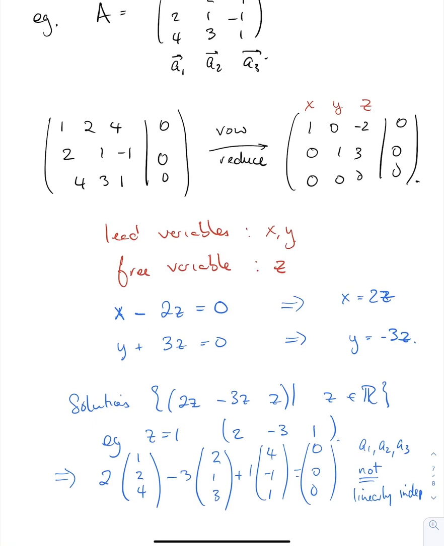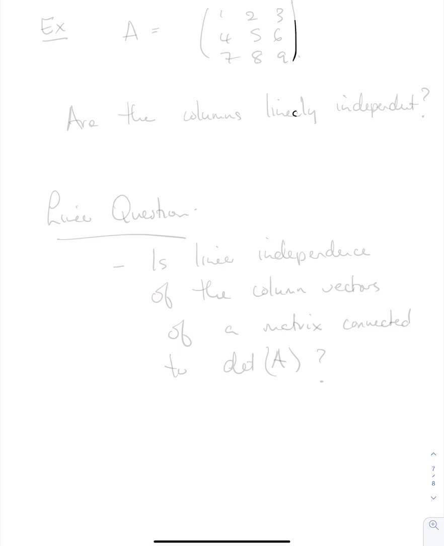All right. Here's an exercise for you. For A equal to this matrix, rows (1, 2, 3), (4, 5, 6), (7, 8, 9), are the columns linearly independent?